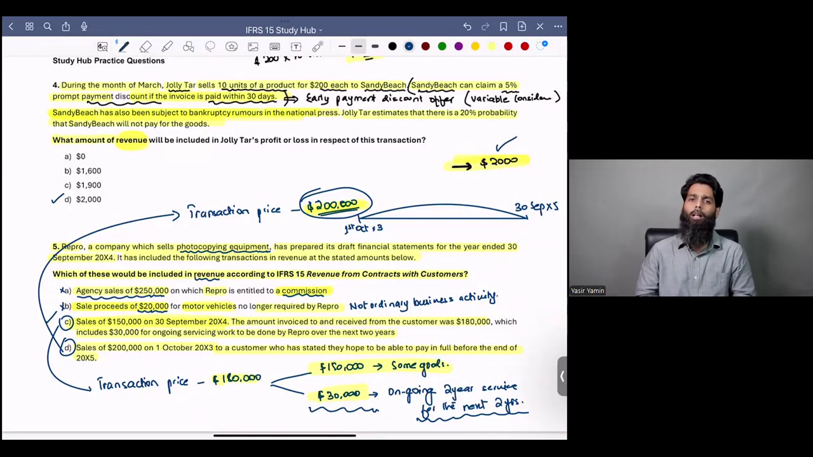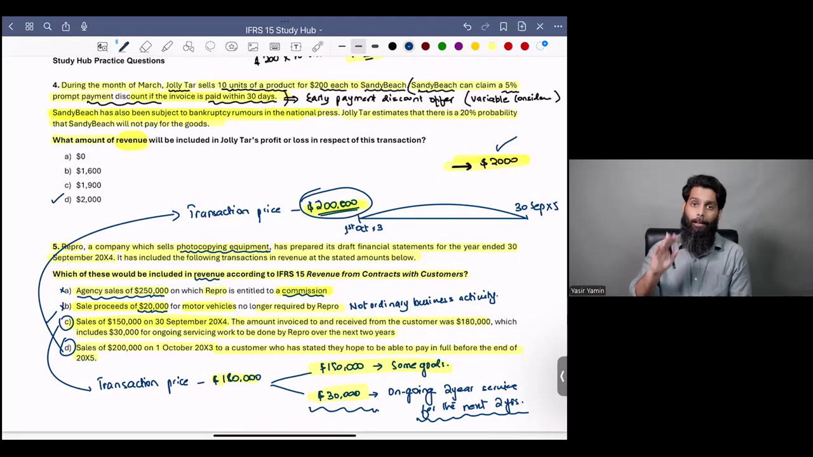IFRS 15 does not require you to recognize revenue when you have received the money. That's not the point. Nope. Can anybody tell me why D is not the answer? You know why? Can I tell you?